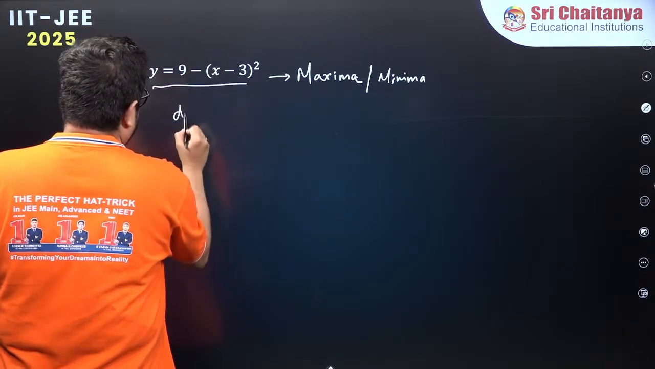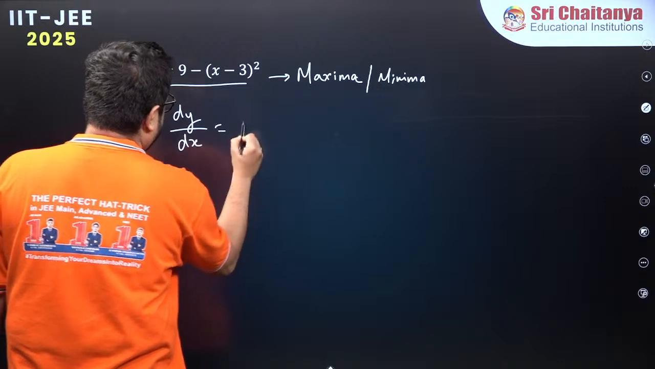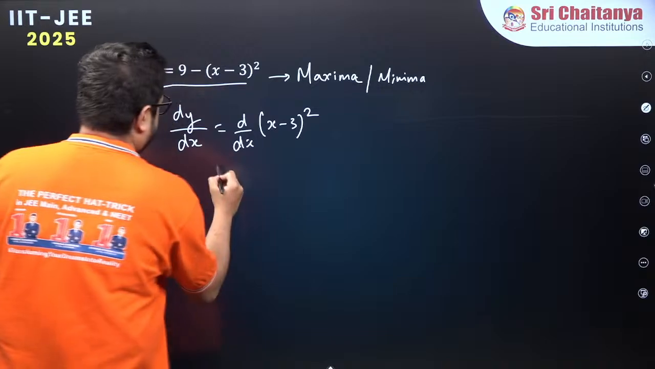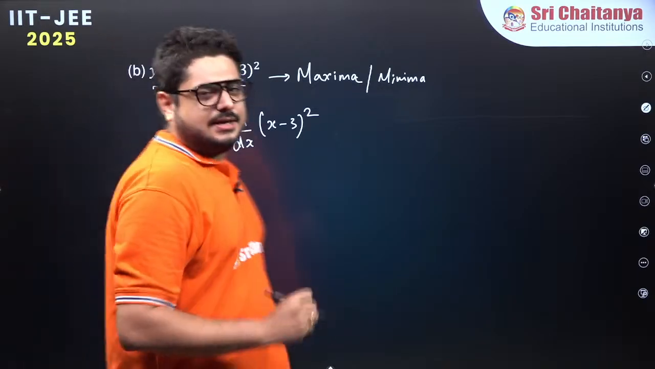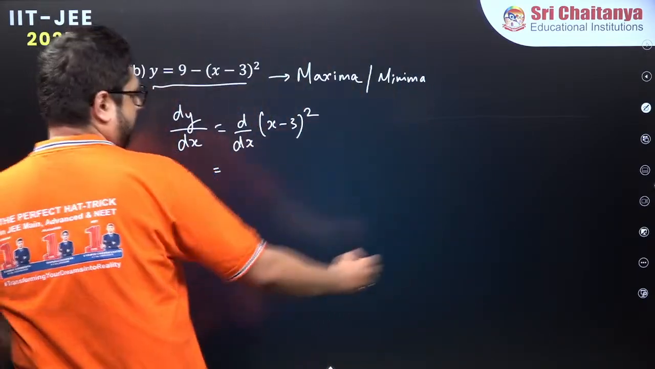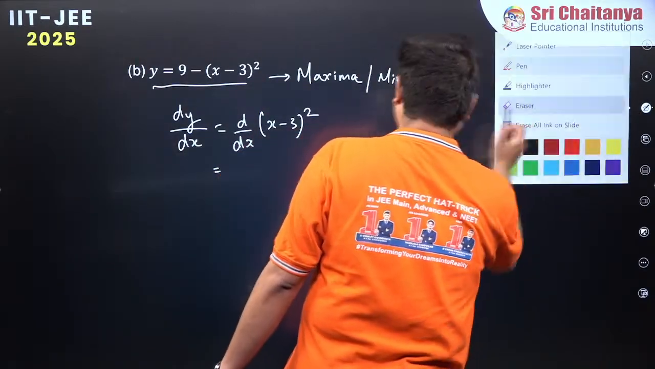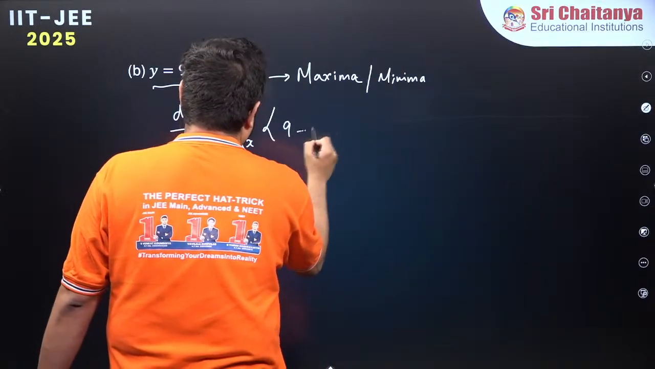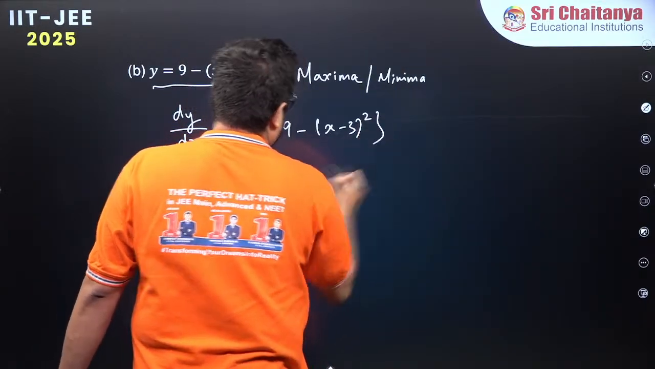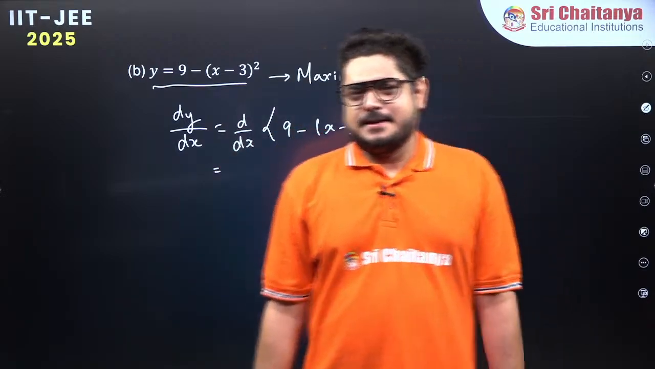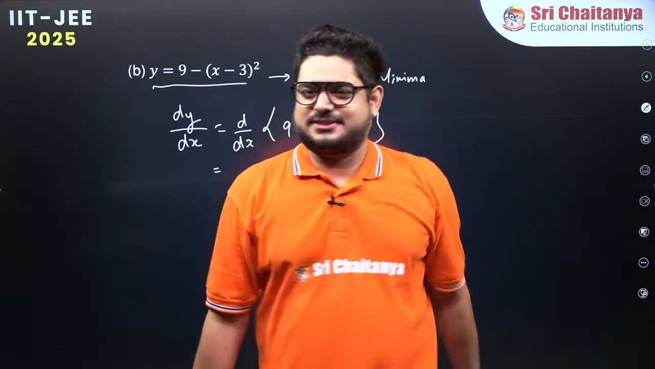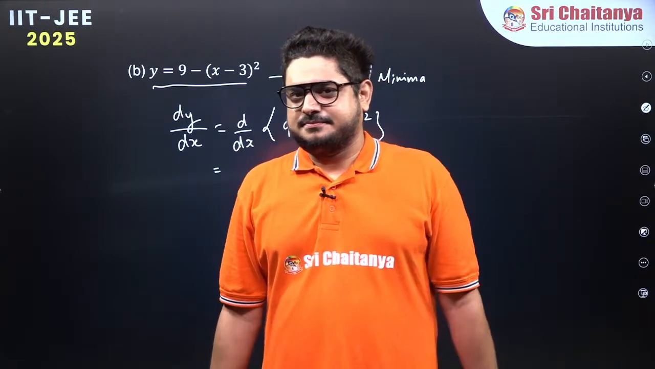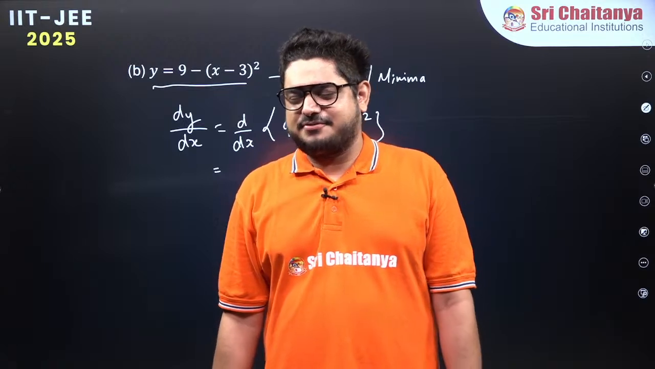First of all, this is a function, so find dy by dx, that means d by dx of 9 minus (x minus 3) whole square. The entire function needs to be written. So what is going to be d by dx of this? Write down the answer in the chat box, everyone. Everyone knows how to differentiate this?